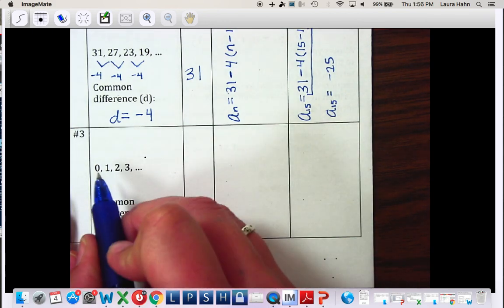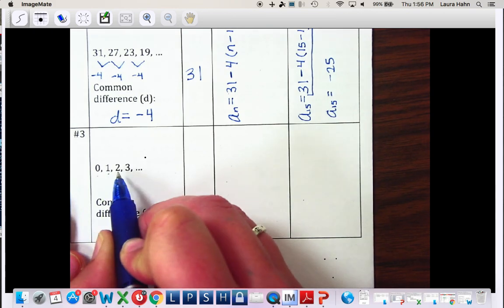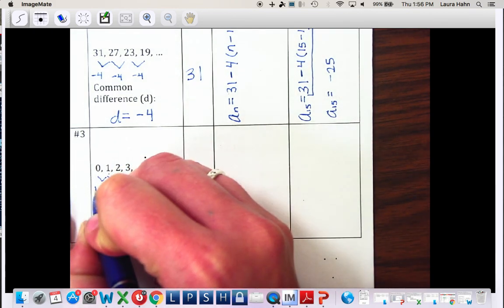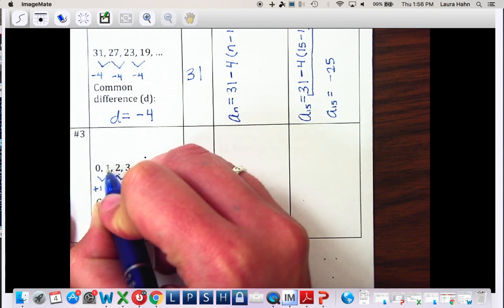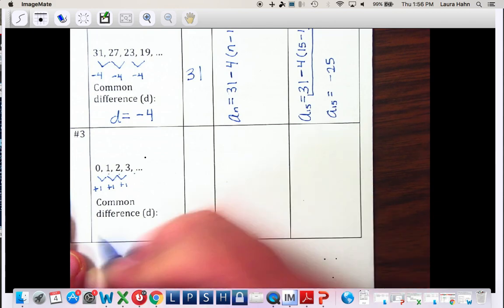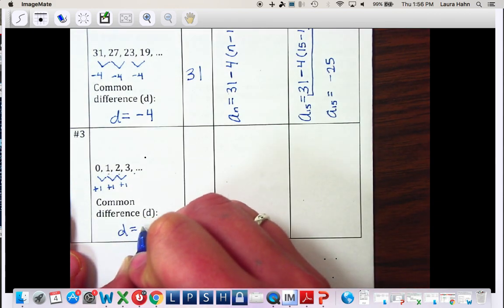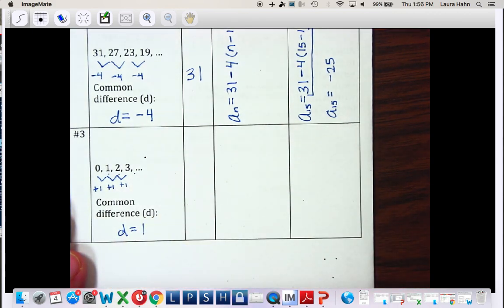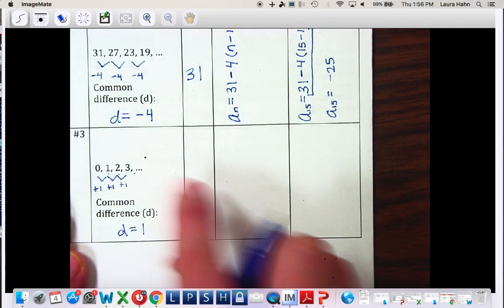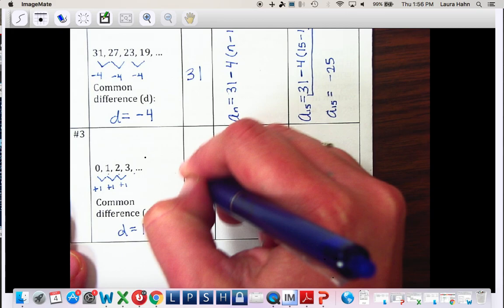Let's find our pattern. We start at 0, we go to 1, to 2, to 3. This one's pretty easy. What's happening each time? We're adding 1. 0 plus 1 is 1, 1 plus 1 is 2, 2 plus 1 is 3. So my common difference is a positive 1. In this column, we wanted to put our first term. Well, remember our first term is 0, where we started from.